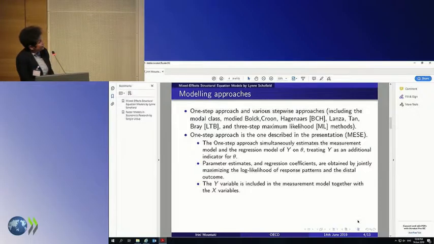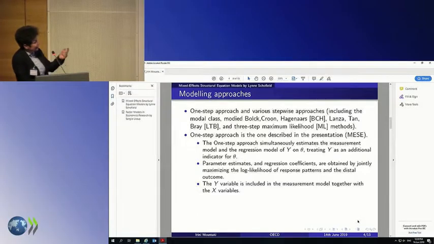So let me give you an idea of what all these approaches are. The one-step approach is to do everything in one go, as in the model we just saw. Then you can get all your parameter estimates without having to worry about taking into account the sampling variability of your estimates or any other measurement error.